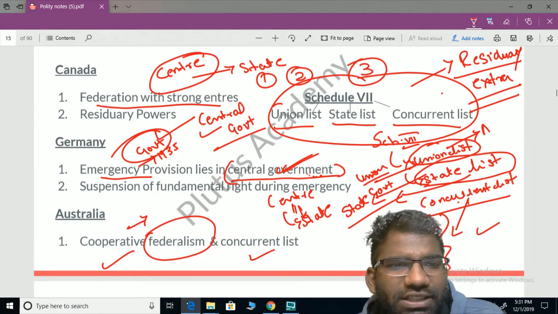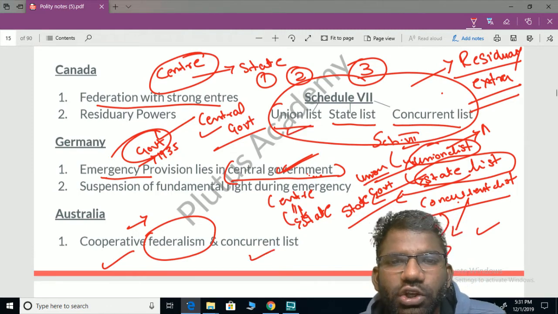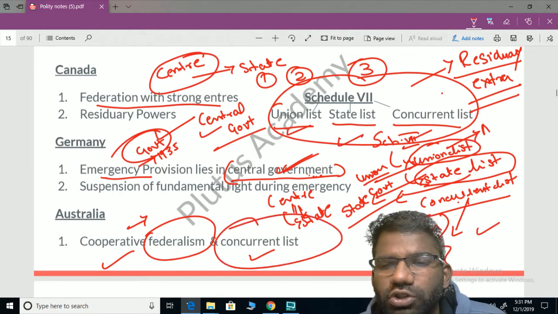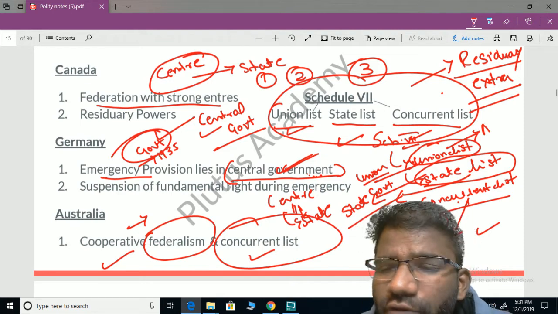And here in Schedule 7, I discussed three lists: the union list, state list, and concurrent list. The concept of the concurrent list was also taken from the Constitution of Australia.